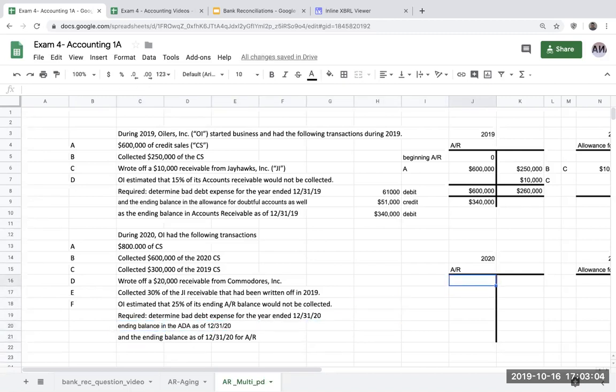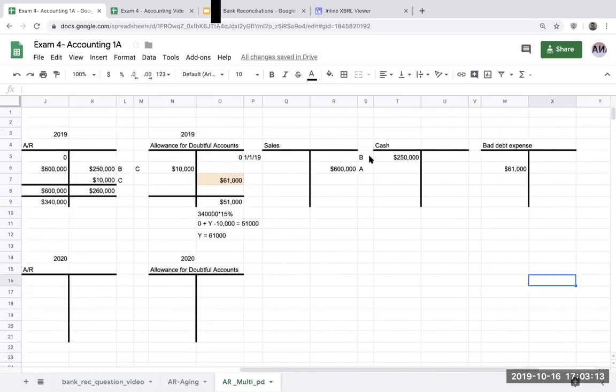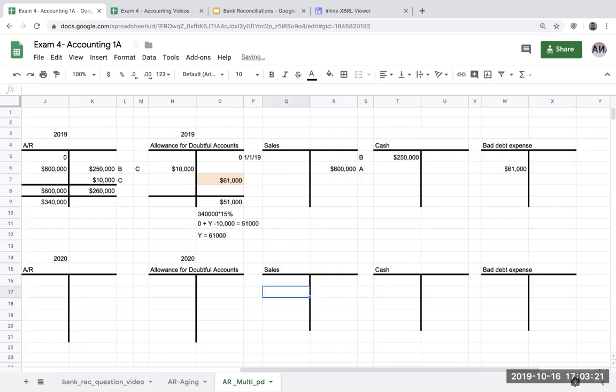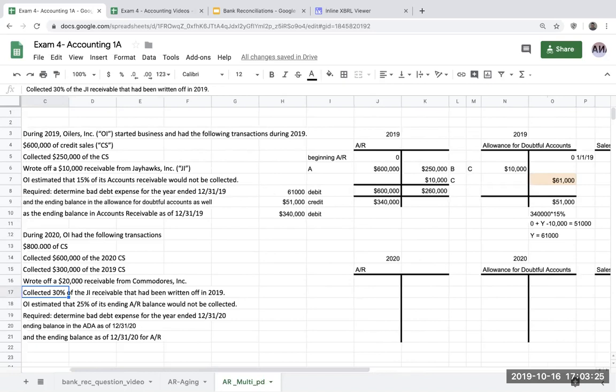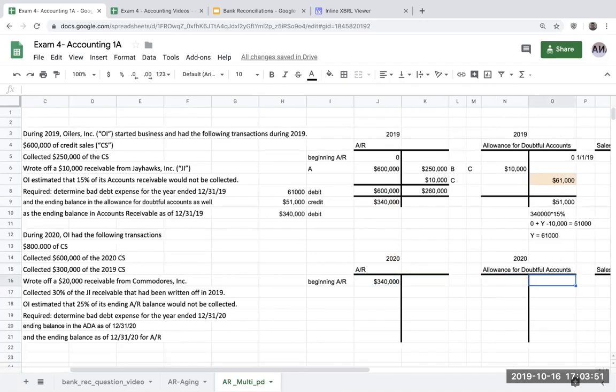Okay. So when I'm doing multi-year questions, I need to remember over here that the sales, cash, and bad debt expense T accounts will not be given to you on the test. These two are the only ones I'm really concerned with: the AR and the allowance for doubtful accounts. So what I need to remember for 2020 is, what's my beginning balance in accounts receivable? 340,000. The ending balance of 2019 becomes the beginning balance of 2020. Similarly, my beginning balance in allowance for doubtful accounts is going to be the ending balance from the prior year.